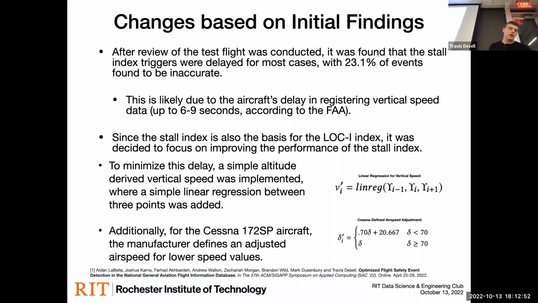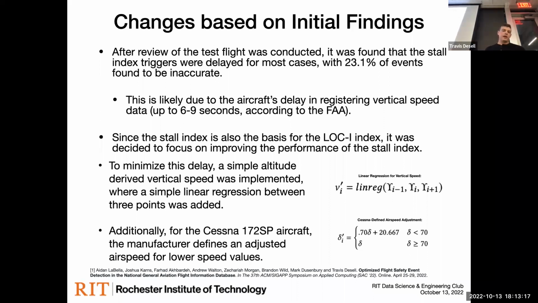Also, this is another part. For the Cessna aircraft, which was the one we tested, when you get down to lower speeds, the airspeed itself is not accurate as well. There's this airspeed adjustment, you can see the point right here, that needs to be applied for airspeeds less than 70 knots. So we had to apply that as well.